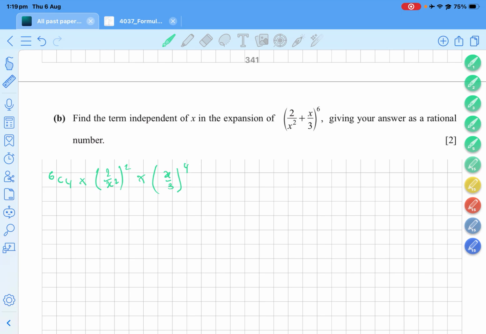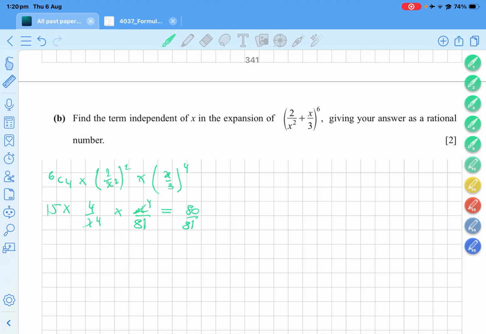So 64, let me calculate there. I mean 64 and 62 are literally the same thing. So 62 is 15, so is 64. Yeah. So this is just a minute, yeah. So this is coming out to be 15 times 4 by x raised to 4 times x raised to 4 by 81. Because 3 raised to 4 is just 81. So basically this is 4 times 15 by 81, which is like 80 by 81.